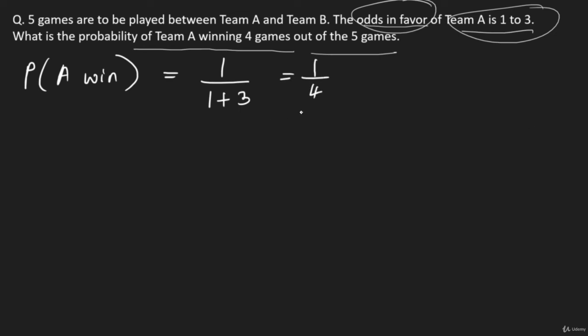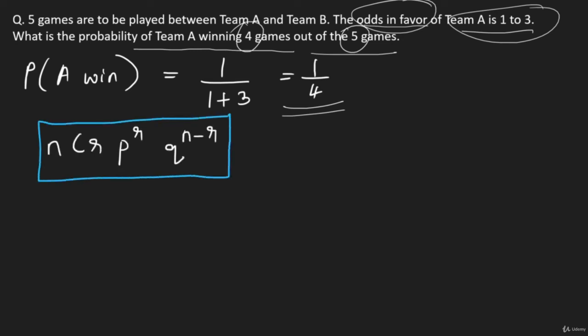Now, after we have arrived at this, this is just a case where you have to win R times out of N times, right? And in this case, we have to win 4 times out of 5 times. This can be solved, as we have seen, using the formula NCR P to the power R Q to the power N minus R. Here N is 5, R is equal to 4, and P we have got as 1 by 4, and Q is equal to 1 minus P, which is 1 minus 1 by 4, which is equal to 3 by 4.